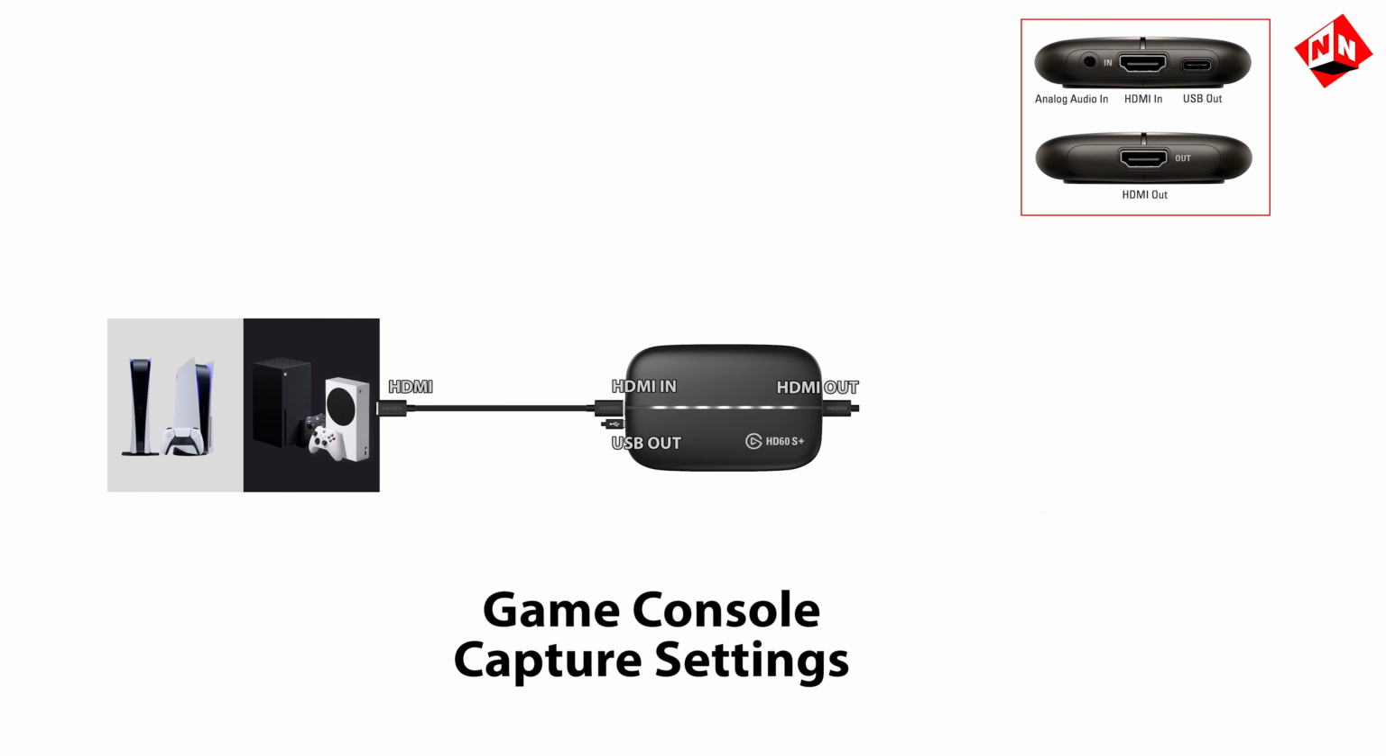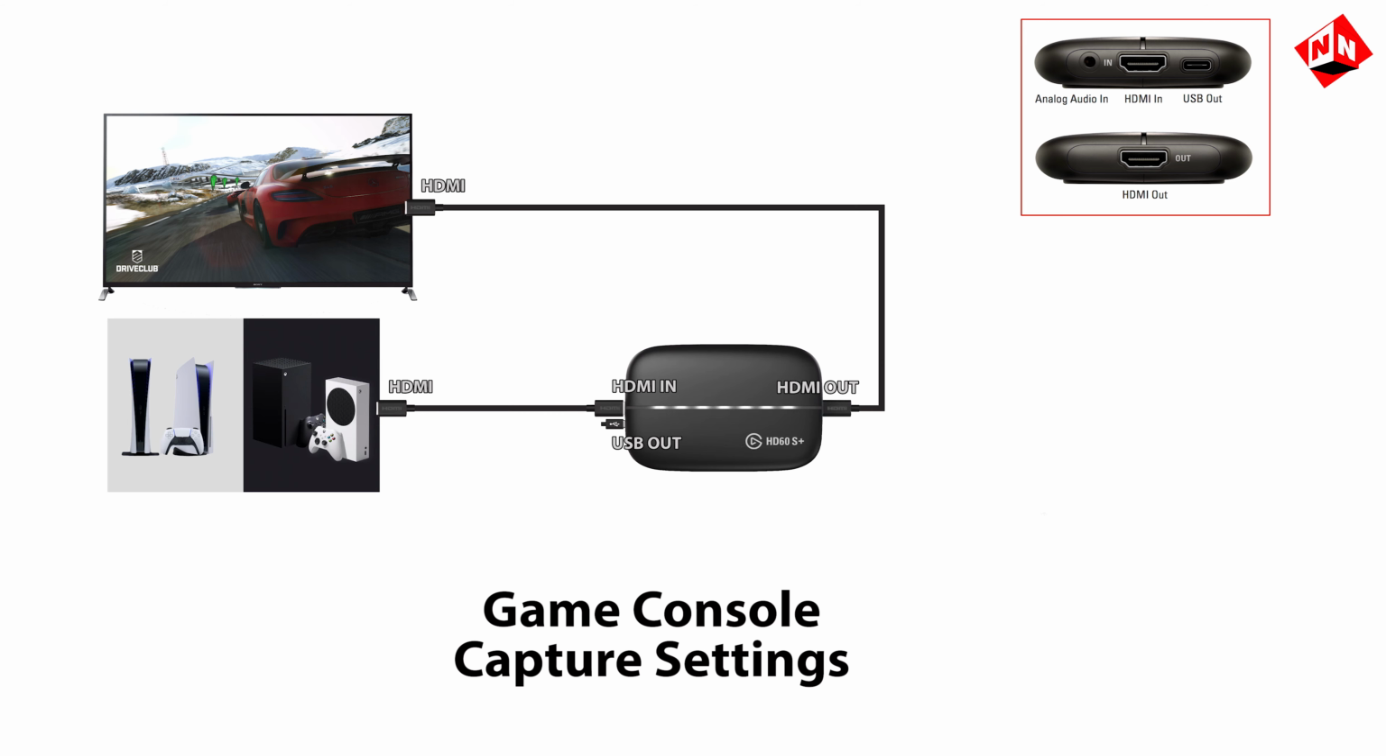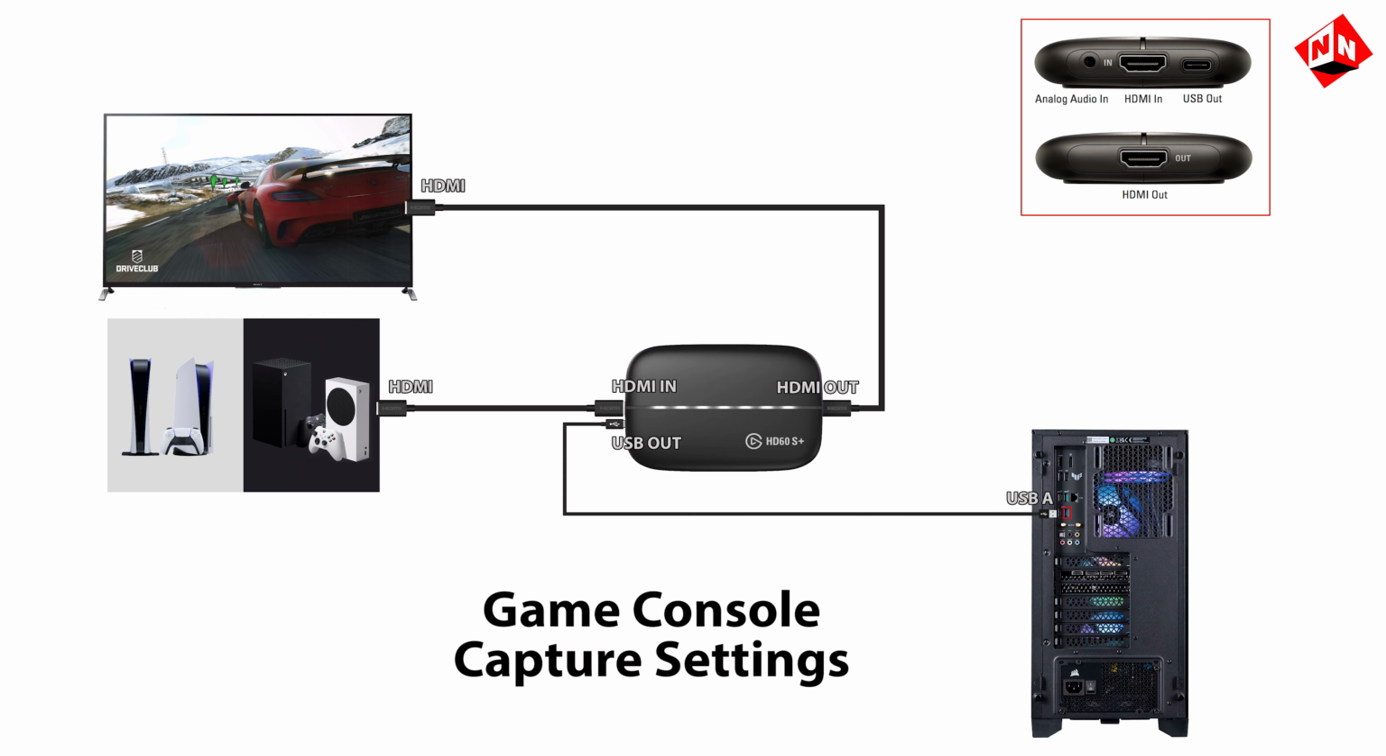The first thing you want to do is connect your capture card via HDMI in into an HDMI port on your game console. Next, make sure the HDMI out on the capture card is connected to an HDMI port on your television. And lastly, the USB out on the capture card needs to be connected to a USB port on your computer. If you follow these steps, you should be ready to capture your game console footage.